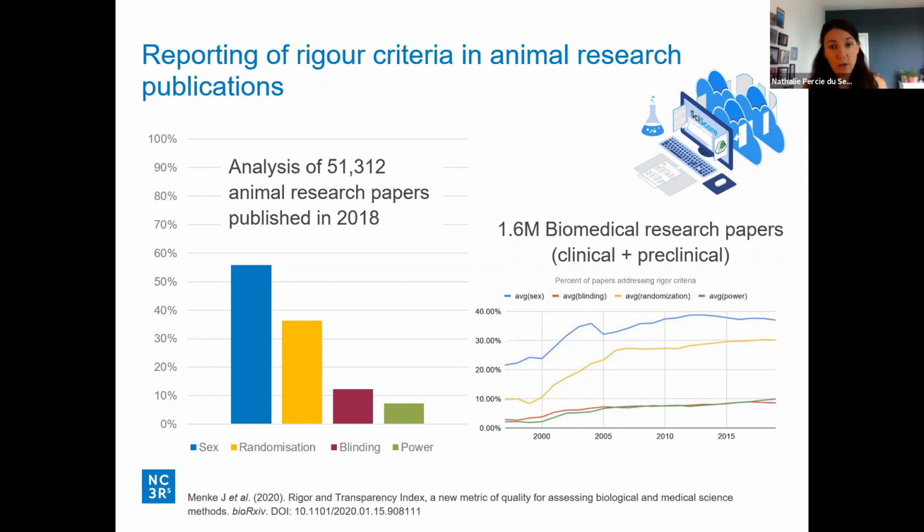The graph on the right shows the evolution of the reporting of these measures over the last 25 years across all papers, so that also includes clinical research. And you can see that there has been some improvement over the years, especially for the reporting of randomization, which increased from 10% in 2000 to 30% last year. But the reporting prevalence of these measures is still very low, and this highlights a problem with the reliability of animal research and whether we can actually trust the results published in the literature.